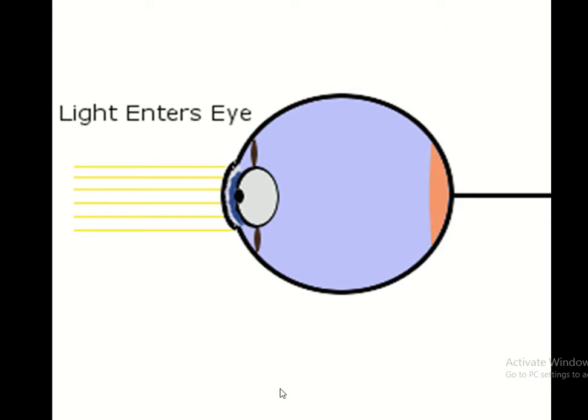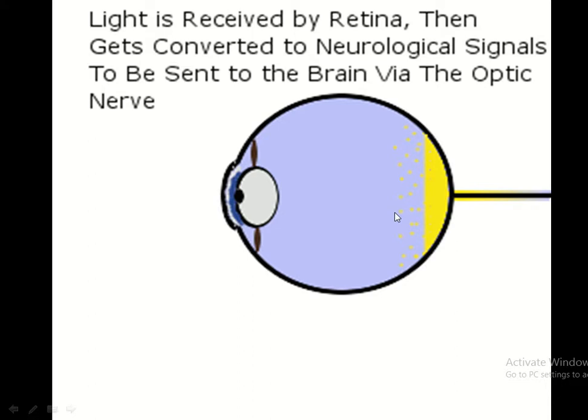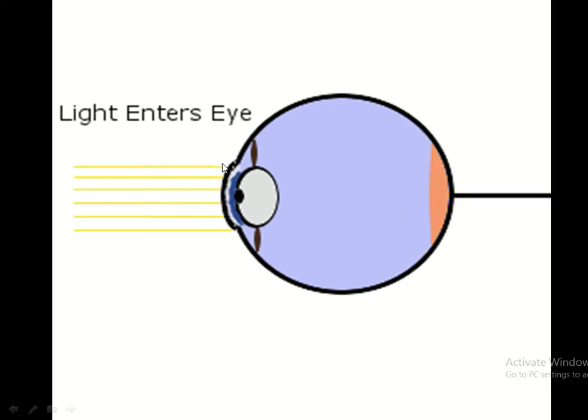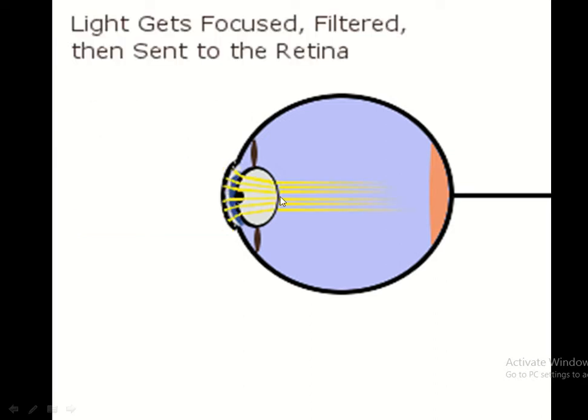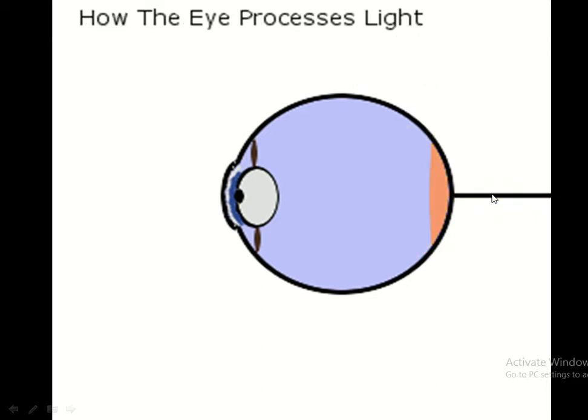This is the animation to show how the light rays enter and how they are processed. Starting from here, you can see the light rays are falling on the anterior surface of the cornea, crossing the lens and reaching the retina here, and through the optic nerve, it reaches the brain and the final image is formed.